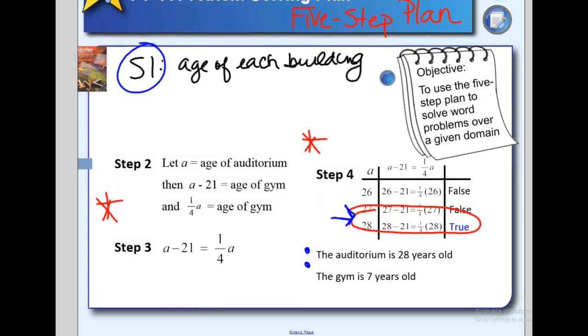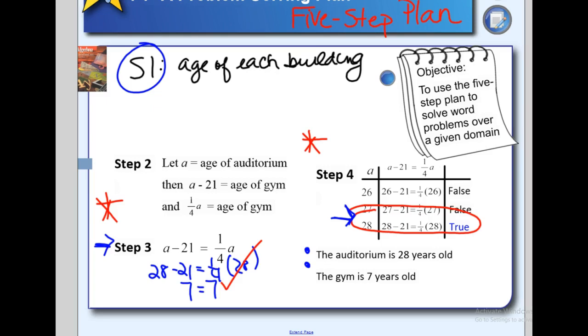Okay, now we need a check. The easiest way to check is to go back and plug your answer into your step 3 equation and prove that it's true. So we say A is 28, so 28 minus 21 equals 1/4 of 28. So we're going to get 7 equals 7. And make sure you put a check by your check. Did you realize technically your true statement in your input-output chart is your check? So you can just copy it over. All right, very nicely done.